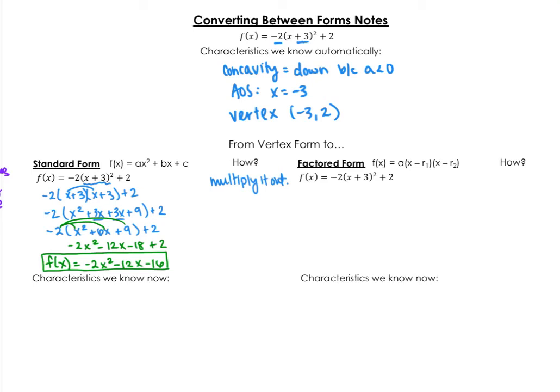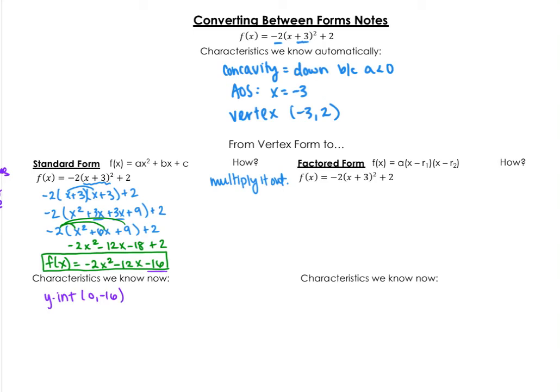All right, so now we've converted it to standard form. And remember, standard form, the additional characteristic we get is our y-intercept, and we look at C for that. So our y-intercept is going to be 0, negative 16.